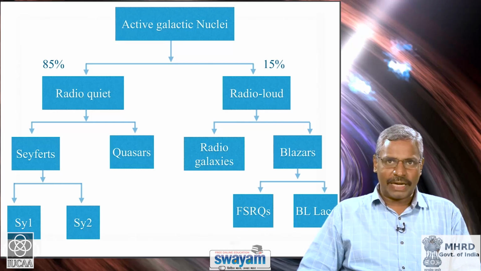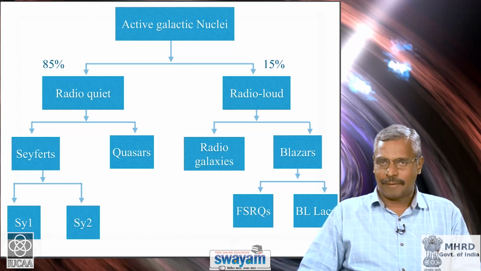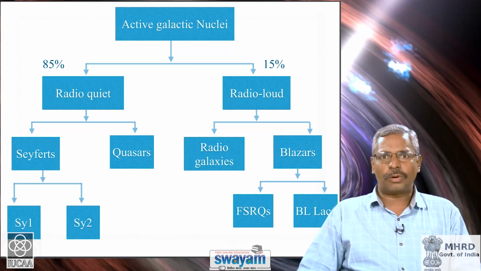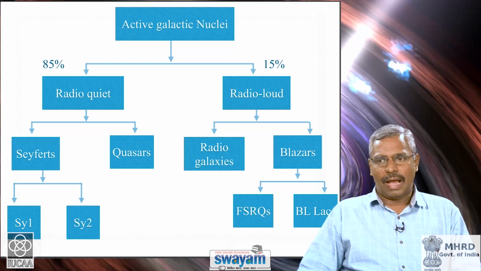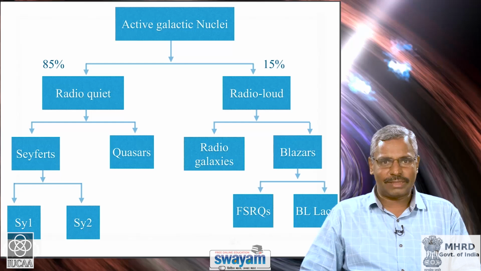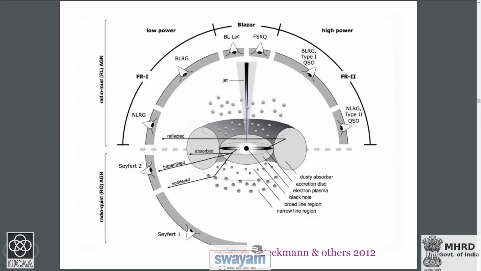Now, the radio loud objects are grouped into two categories called radio galaxies and blazars. Blazars can be further divided into flat spectrum radio quasars and BL Lac objects. In the radio quiet category, we have Seyferts and quasars. Quasars are the luminous counterparts of Seyfert galaxies, and Seyferts are grouped into two categories called Seyfert 1 galaxies and Seyfert 2 galaxies. However, all these objects are grouped into what is called the unification scheme of AGN.